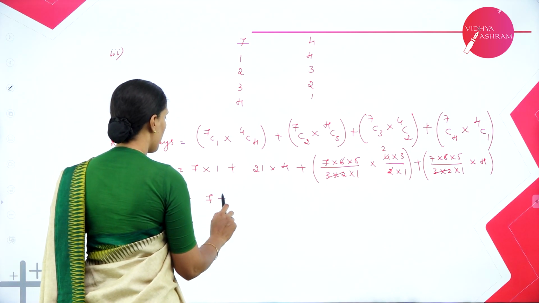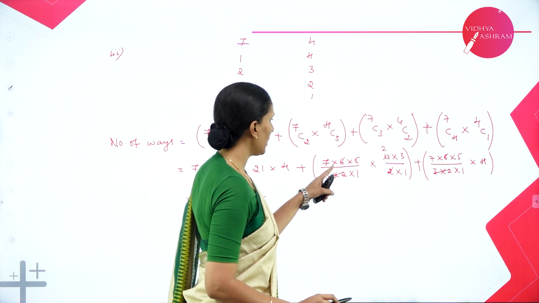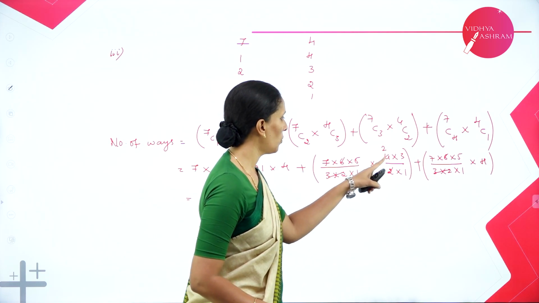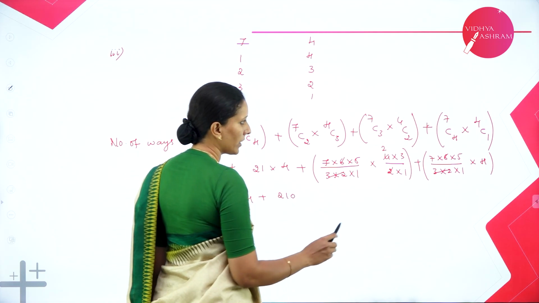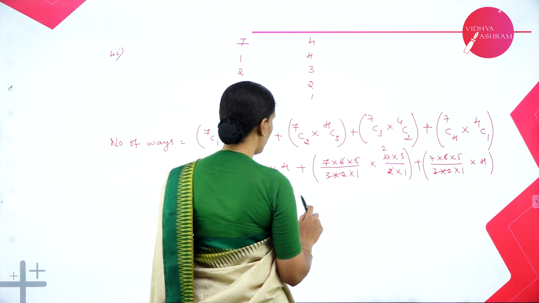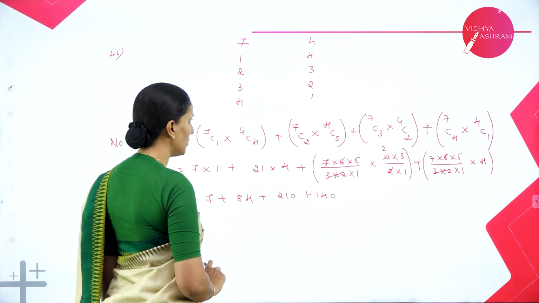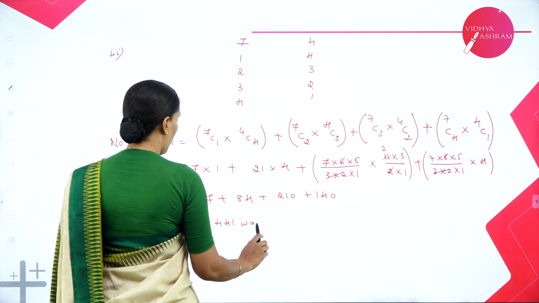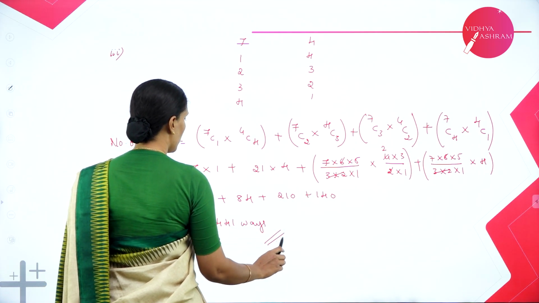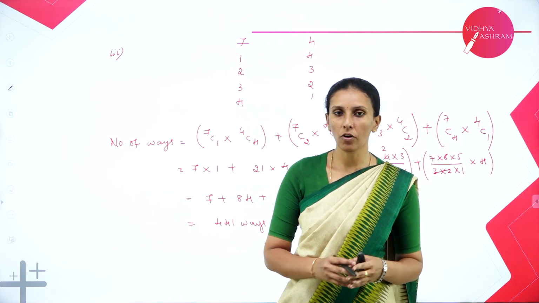We have 7 plus 84 plus. So we have 7 into 5 into 2 into 3. We'll get this as 210. So next we have 7 into 5 into 4, which is 140. So adding all these values, the total value we'll get is 441 ways. So this is how we'll solve the problems using permutations and combinations.